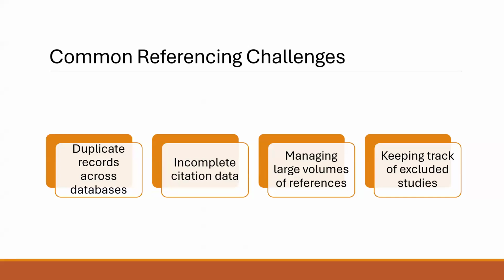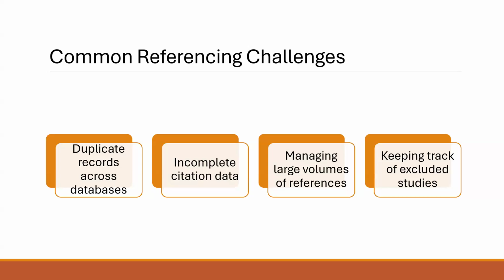Then there are a few common referencing challenges. Sometimes there will be duplicate records across databases. If you have only 20-30 references, I think you can manage. What if you have more than 70-80 or more than 100 references? How are you going to manage it? Sometimes it will be a painful task to remove the duplicates, but you can take help of reference manager software, which will identify the duplicate articles, and you can remove those articles while citing in your manuscript.